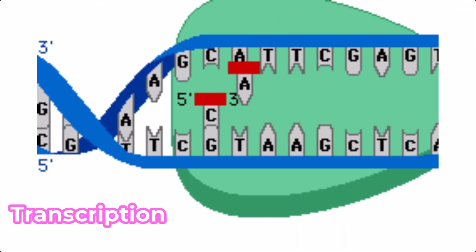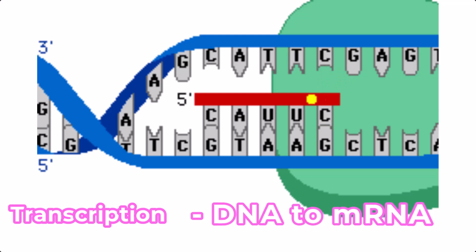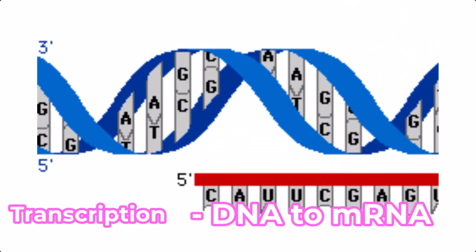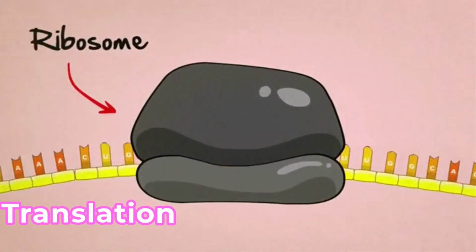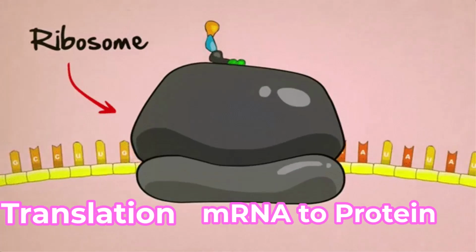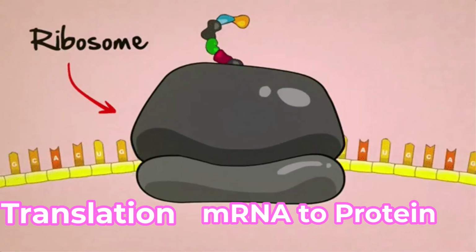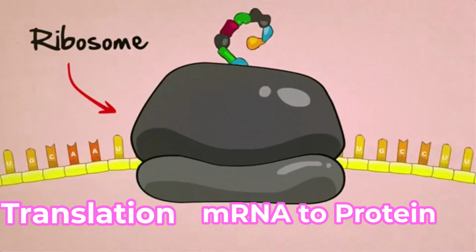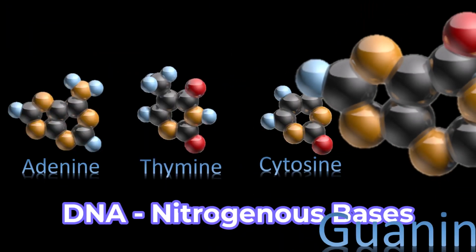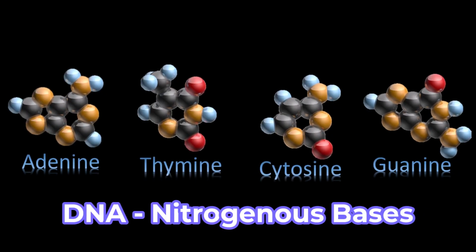Transcription is the transfer of genetic information from DNA to an RNA molecule, which is messenger RNA or mRNA. Translation is the transfer of the information from the mRNA molecule into a sequence of amino acids, forming a polypeptide or protein strand.